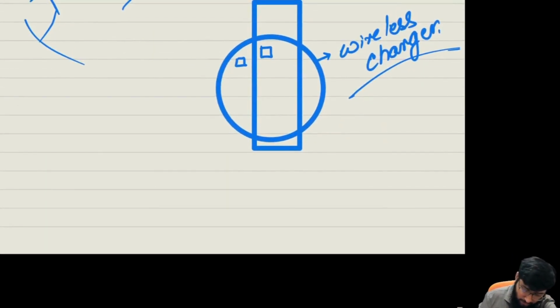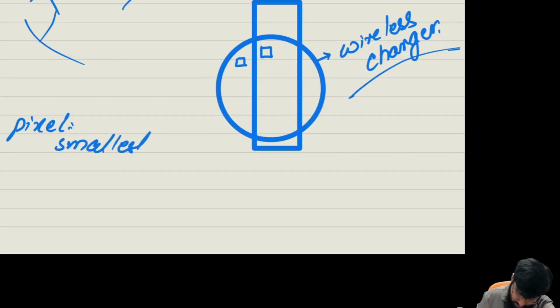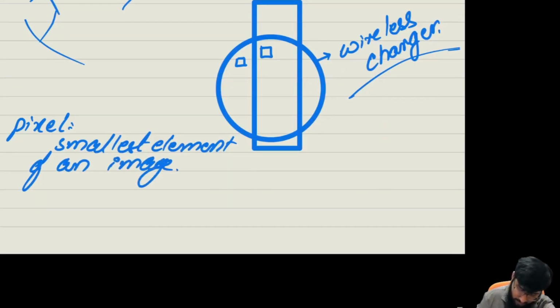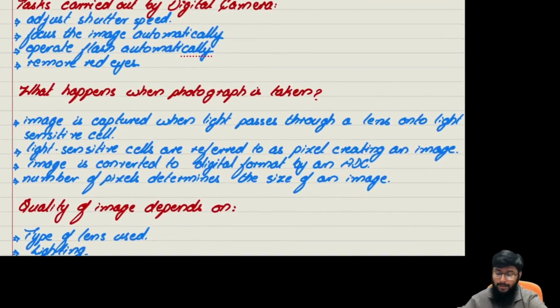Pixel is also referred to as the smallest element of an image. So they are creating the pixels over there. Light sensitive cells are referred to as pixels, creating an image.